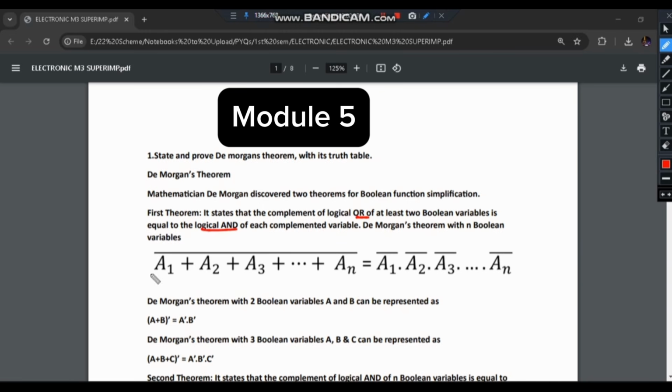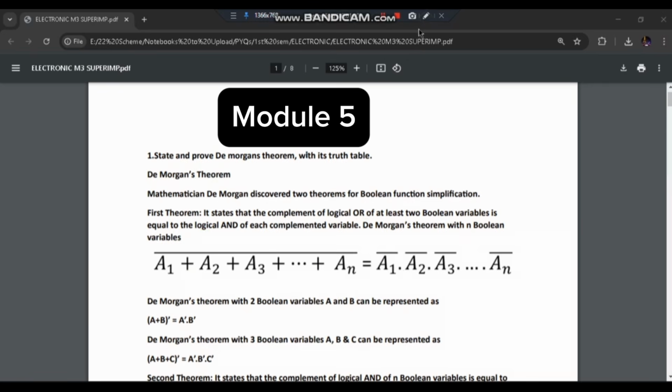Okay, so if A plus A1 plus A2 plus A3 till An, if we take the complement of it, that will be equivalent to A1 bar and A2 bar and A3 bar, like that. Okay, the OR operation gets converted to an AND operation, and each of these values gets converted to its complement form. Okay, and these both are equivalent.